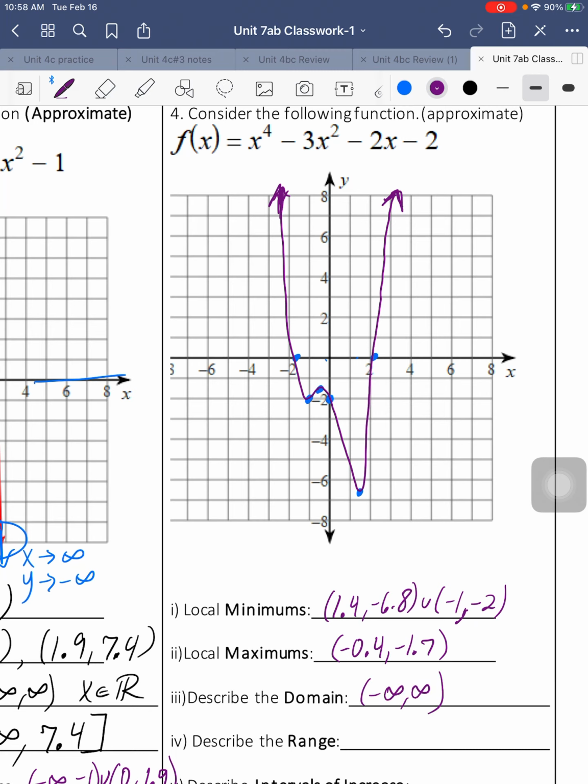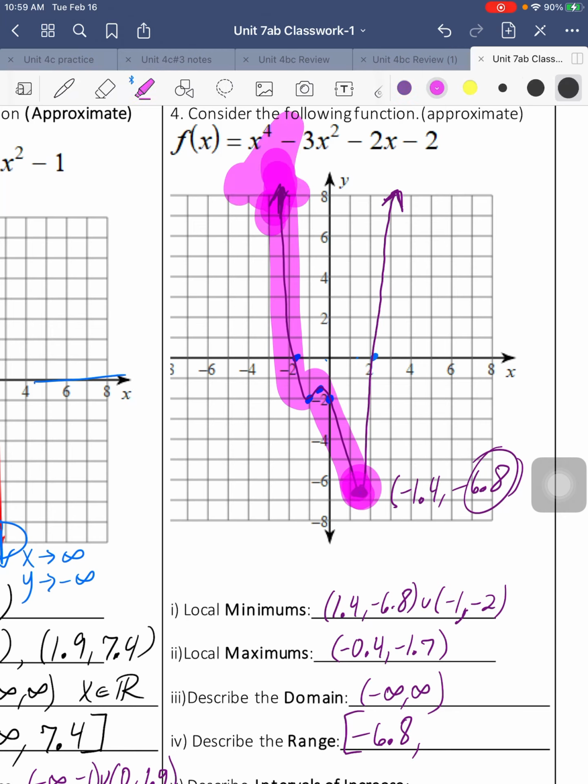The range, got to be careful here. The range is going to go up to positive infinity, but as you look at the graph, the lowest point of the graph is here. And that lowest point, the y value is, so x is 1.4, but we want the y value since that is the range. That is going to be the lowest y value of the graph, so we're going to start at -6.8. Close it off with a bracket because there's an actual closed point, saying it's included. And then looking at the graph, the left side goes up forever, the right side goes up forever. So there's no limit to how high it can go, so it's going to go up to infinity.